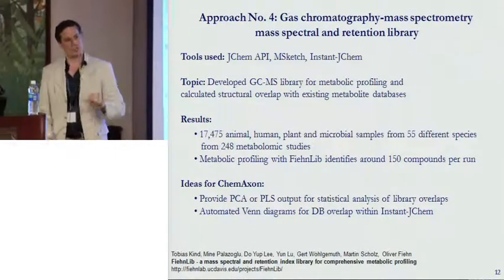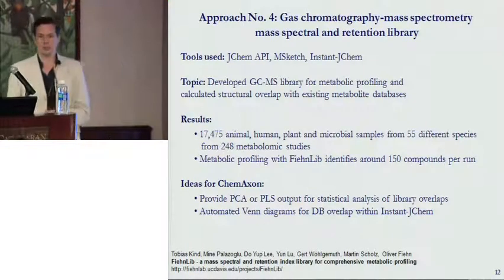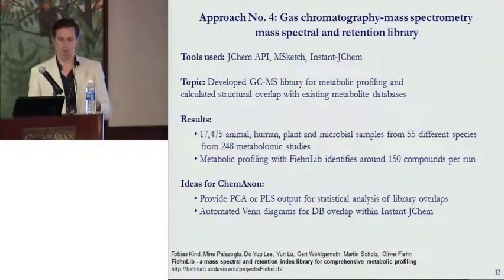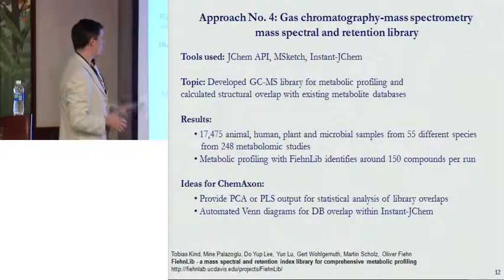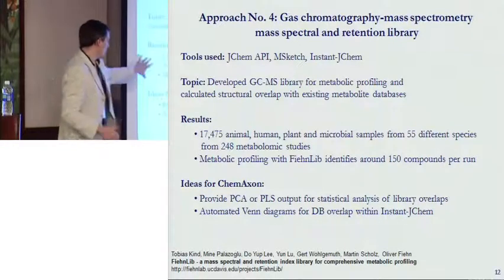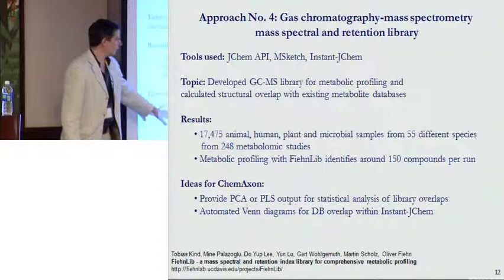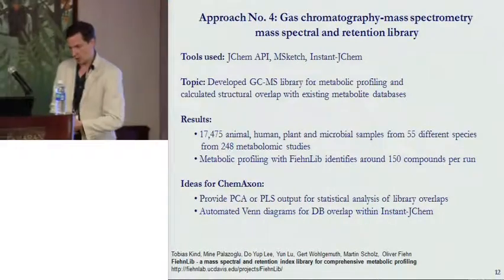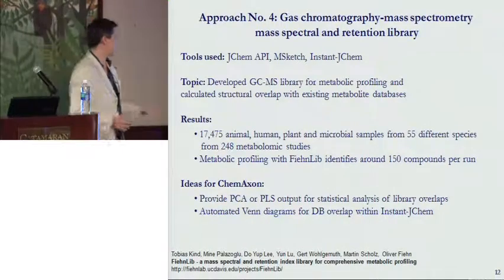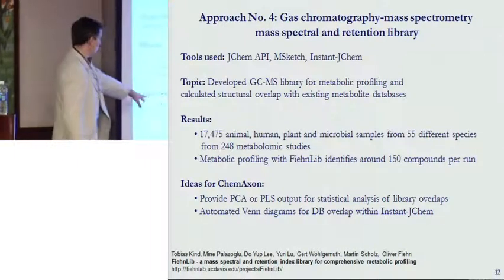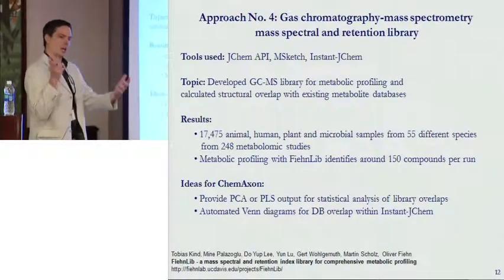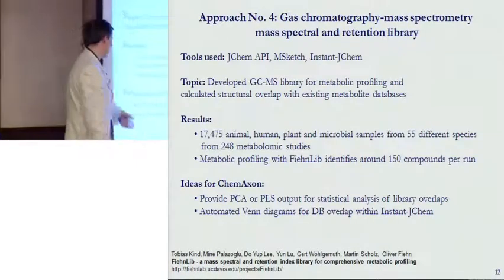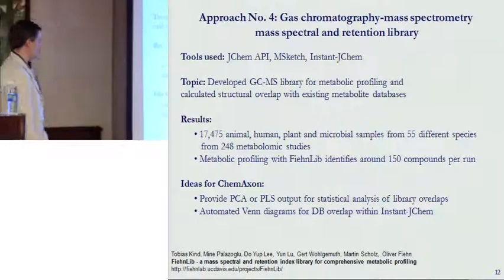So we can actually go there and say, oh, tell me what is in a fruit fly or what is different in a fruit fly compared to a tomato, or what is in an Arabidopsis but not in humans. So we can actually ask intelligent questions with that. And the idea here was that in order to figure out what our library looks like, we need some statistical tools. For instance, PCA, PLS, principal component analysis or partial least squares, to basically show a nice picture of what is in our database, or maybe automated Venn diagrams for database overlap.